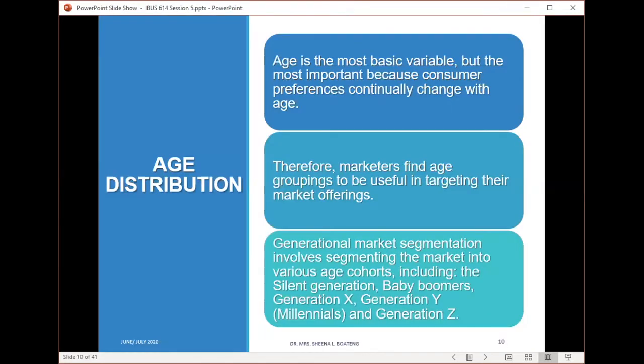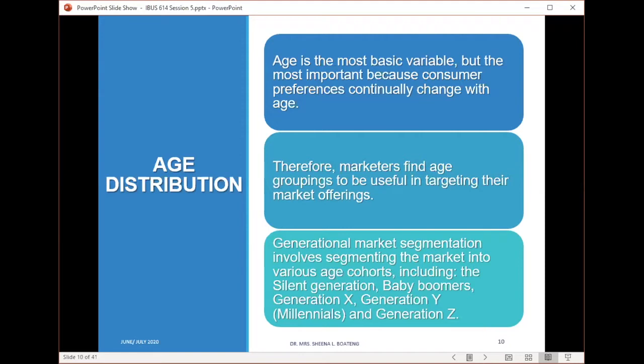So age, for instance, why age distribution? Age is the most basic variable, but the most important, because research over the years has shown that consumer preferences continually change and evolve with age. So you realize that what someone liked when they were a toddler changes drastically when they become a teenager, and it changes when they move from teenage into young adulthood, into middle-age status, and what have you, making age a very prime variable when it comes to selling something or marketing something to the consumer base, because marketers thrive mainly on consumer preferences.